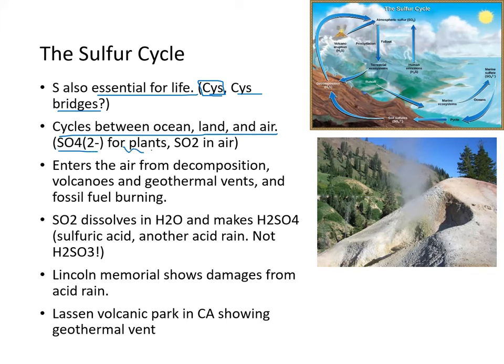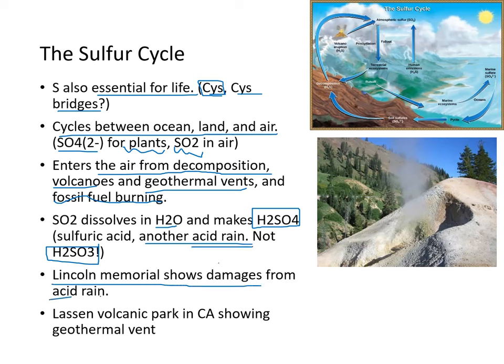Sulfate is required for plants. In the air is sulfur dioxide, and this enters the air from decomposition or volcanoes or geothermal vents and fossil fuel burning. So sulfur dioxide dissolves in water, and this makes sulfuric acid. In the book, it's shown as H2SO3. It should be H2SO4. And this makes acid rain. And the Lincoln Memorial shows a lot of damage from acid rain.